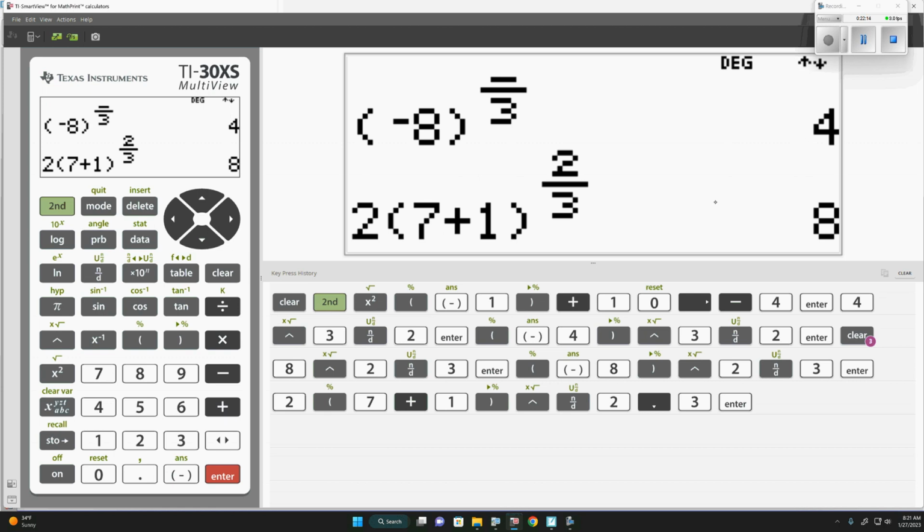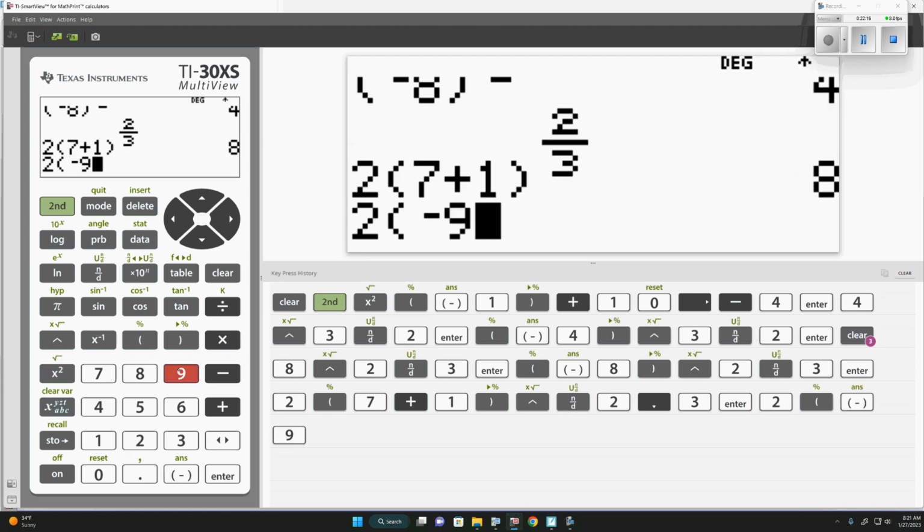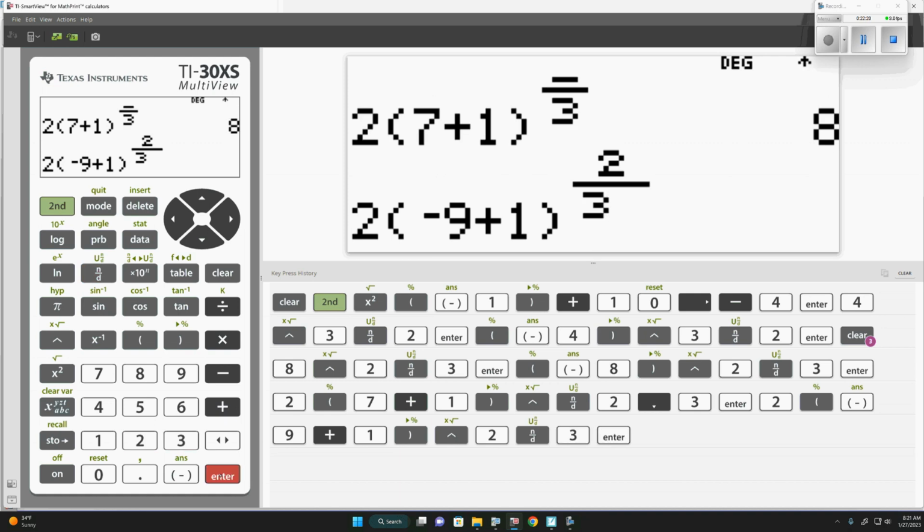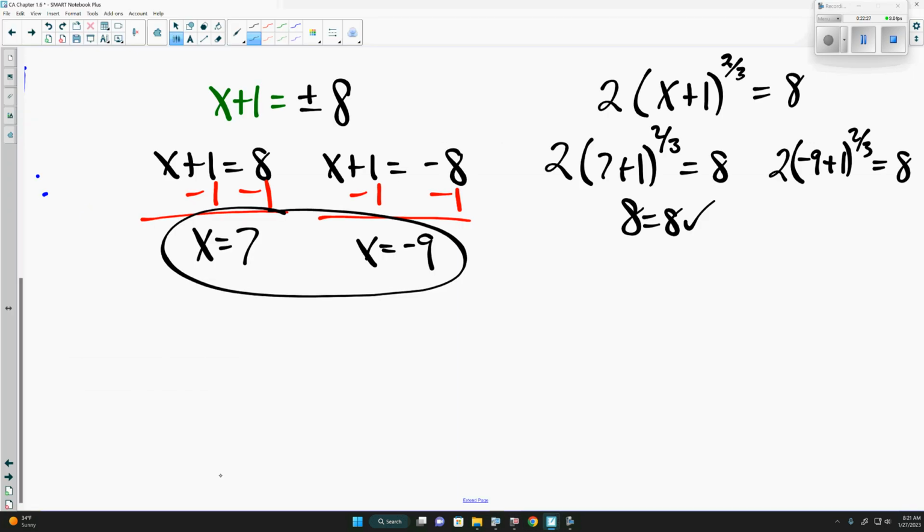We can do the other one. 2 parentheses negative 9 plus 1 to the 2/3 is still 8. So here 8 is equal to 8. So both of these here are our solutions. Does this make sense?